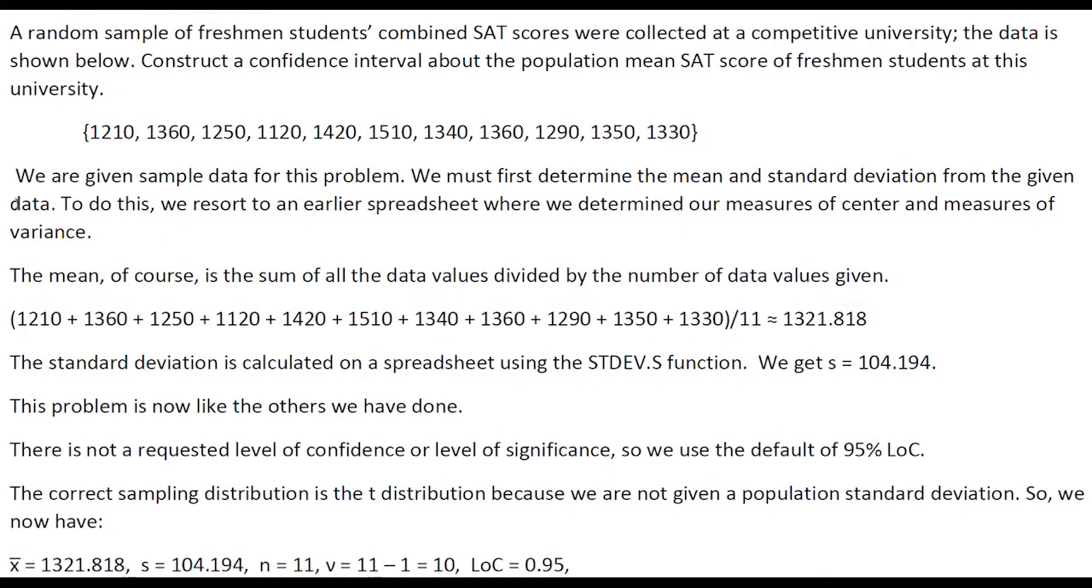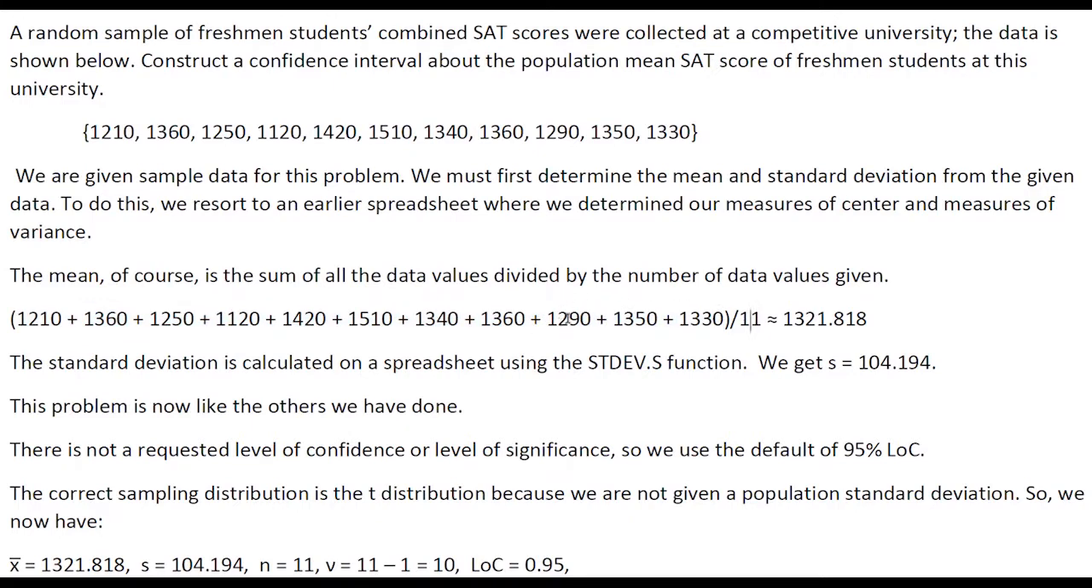What this means is we are given sample data for this problem. First, we have to determine the sample mean and the sample standard deviation. Once we get those two things, this problem becomes just like all the other ones that we've done so far as it pertains to finding the confidence interval about the mean. Hopefully by now you know the formula to get the mean average. Basically, all we do is add up all the data values that we're given and we divide by 11.